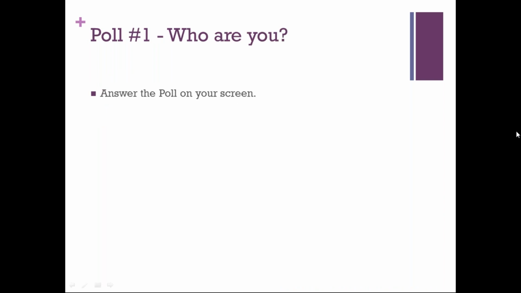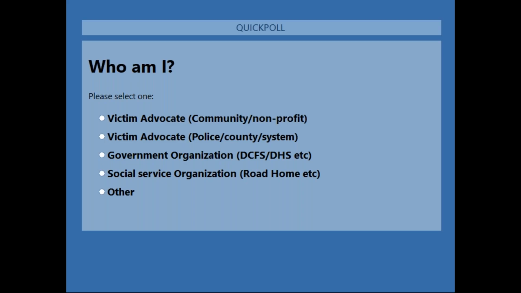Here is the first poll. How polls work is a poll will show up on your screen and you will be allowed to answer the question. It should have popped up for you. Go ahead and just click the answer that best describes you. Are you a victim advocate from a community or a nonprofit? Someone from like South Valley Services, YCC, stuff like that. Are you a victim advocate?